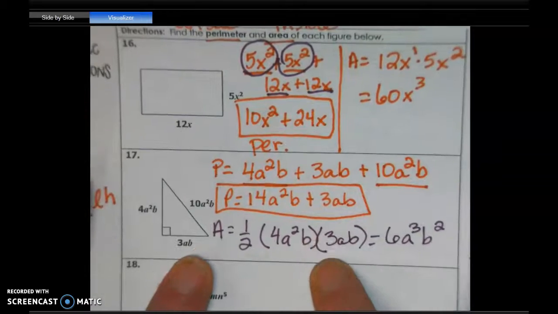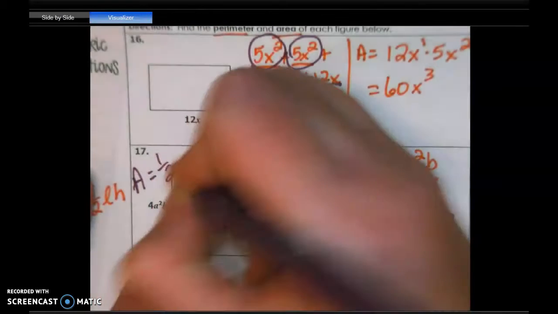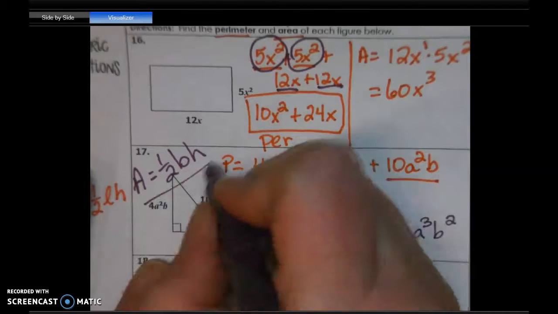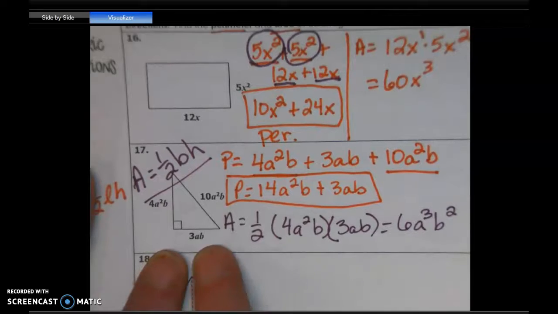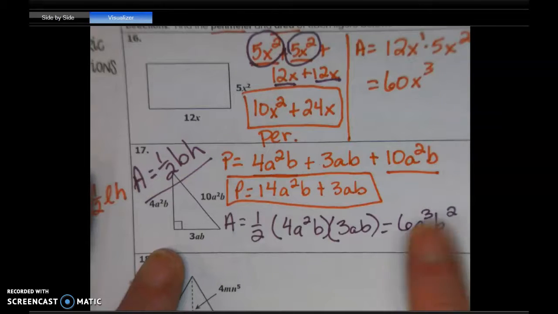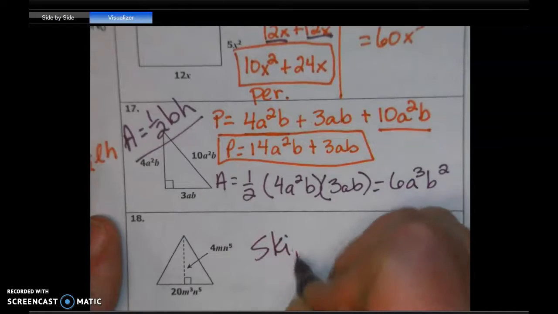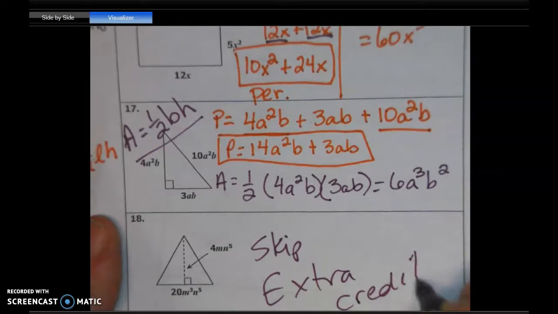Okay? Same idea here. The area of a triangle, area equals 1/2 base times height. Okay, here's the formula for 1/2 base times height. Okay, when you plug all that in and multiply it across, this is what you get. We're skipping this one. It is extra credit if you want.